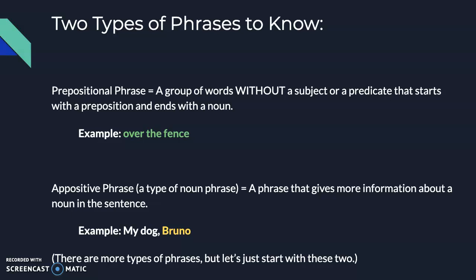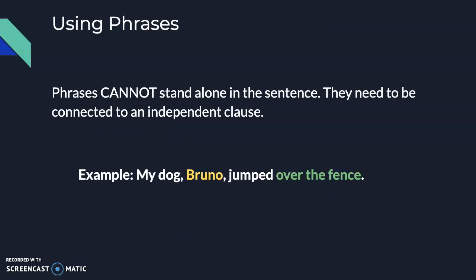But here's my example. My dog, Bruno. Bruno's telling me more about the dog. Maybe which one it is, maybe I have more than one dog, maybe I'm like Mrs. Lovick and I have lots of dogs, so I need to name the one that I'm talking about. Or maybe I just want to give people more information about my dog. But an appositive is used that way. There are lots of other types of phrases, but we're just going to start with these two and practice with them this week.